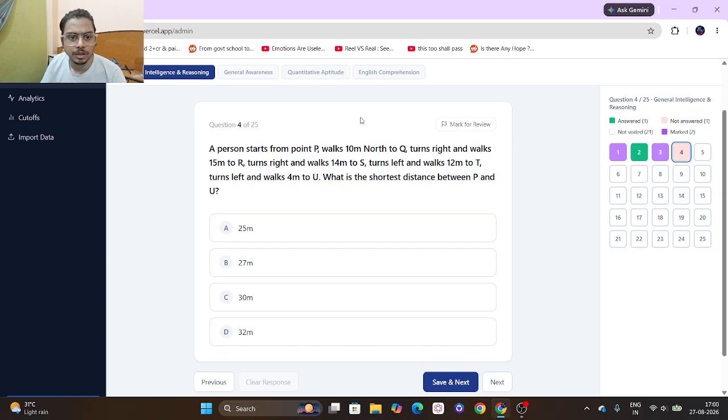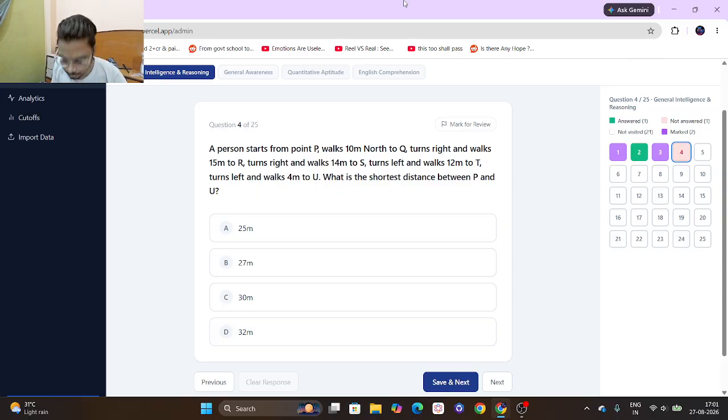Mark for review. Next: a person starts from P, walks 10 meters north to Q, then turns right and walks 15 meters to R, turns right and walks 14 meters to S, turns left and walks 12 meters to T, turns left and walks 4 meters to U.